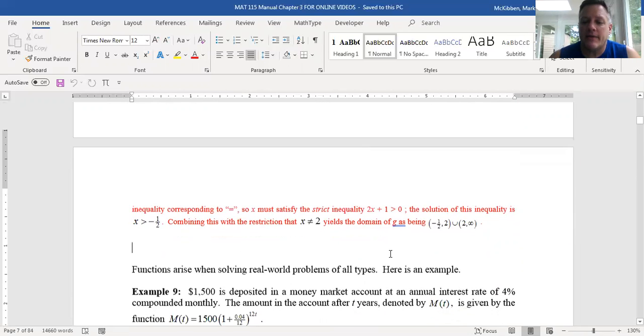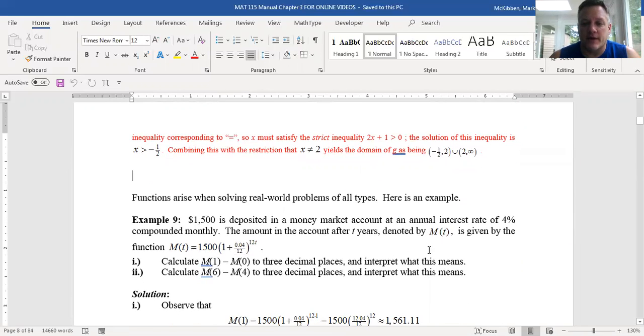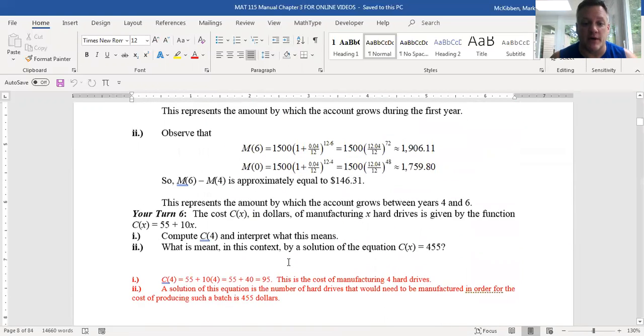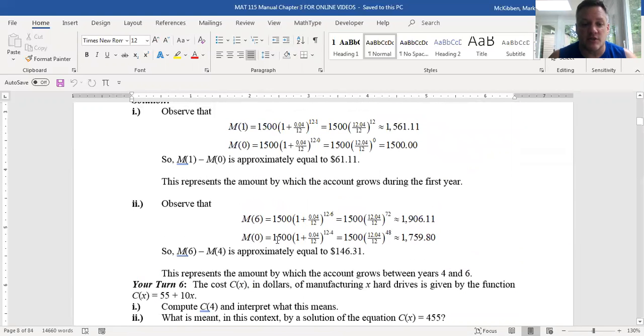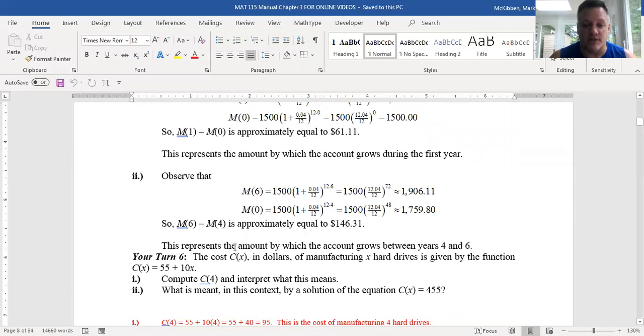All right. And then example 9, I'll let you read on your own. It's just a matter of computing with functions and interpreting in context. So it's kind of getting you geared up for what you consider to be word problems, but now using functions to model them. All right, so I'll let you read that one on your own. And then your turn 6, let's actually talk about your turn 6.